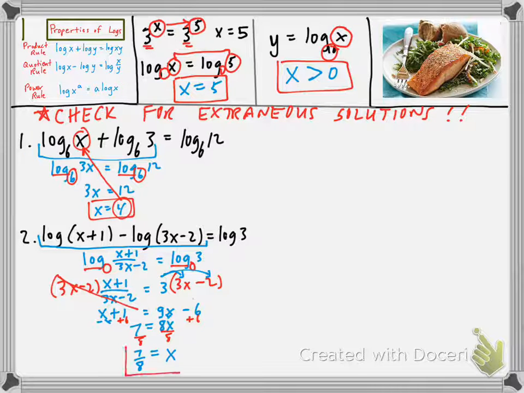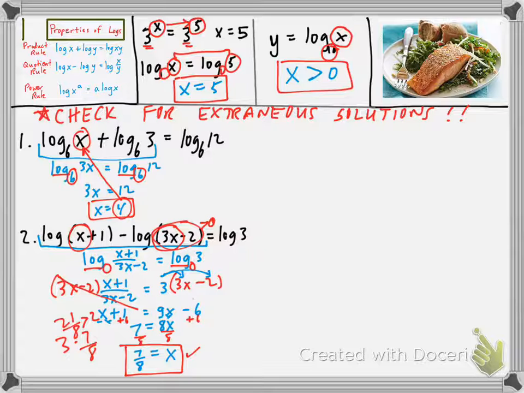And we always want to check 7/8. So can we put in 7/8 plus 1? Yeah, that's still a positive number. Now this is a little trickier. 3 times 7/8, that's 21 over 8. 21 over 8 is greater than 2. And so anything greater than 2 minus 2 is going to give us still a positive number. So 7 over 8 checks out.